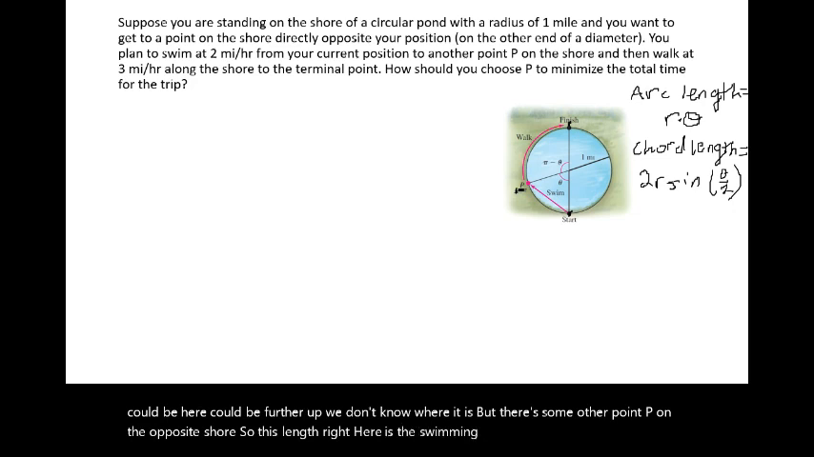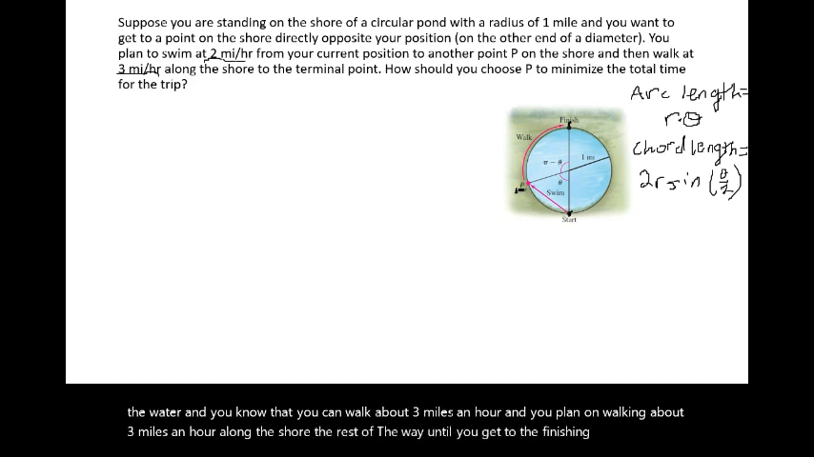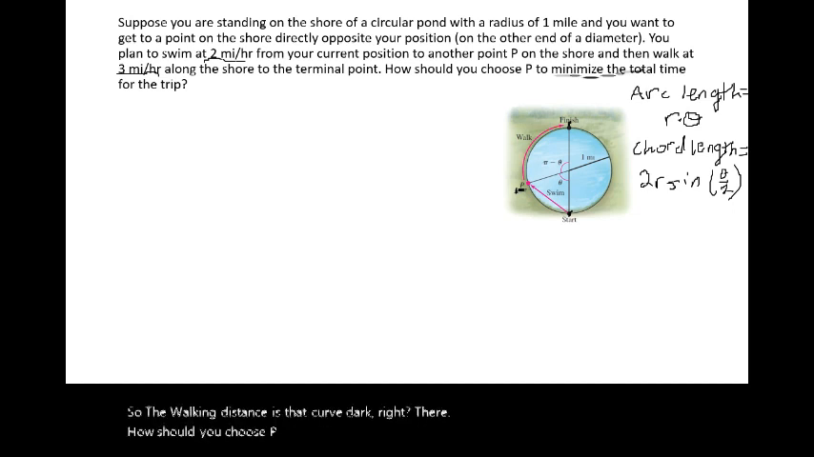Then you plan to get out of the water, and you know that you can walk at about 3 miles an hour. And you plan on walking about 3 miles an hour along the shore the rest of the way until you get to the finishing point. So the walking distance is that curved arc right there. How should you choose P to minimize the total time?